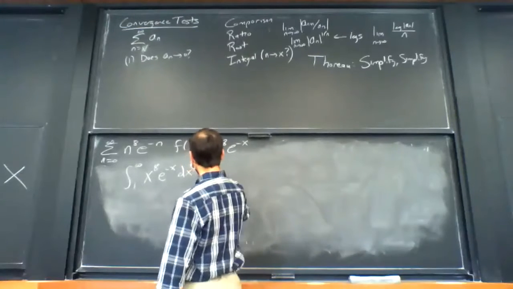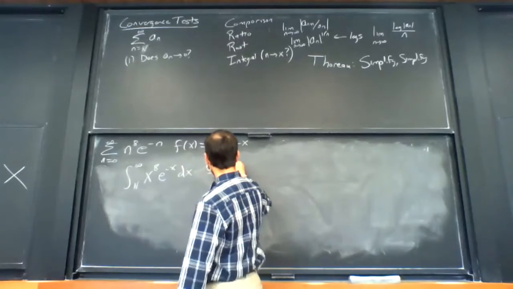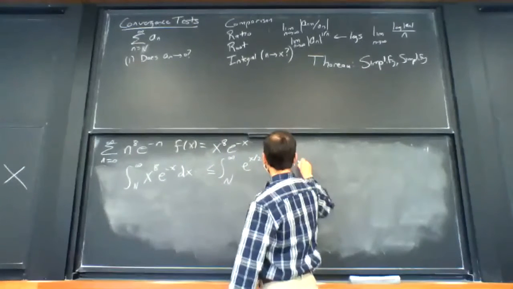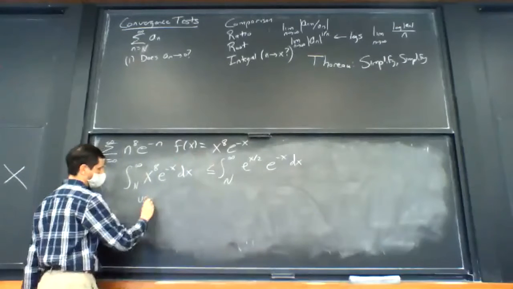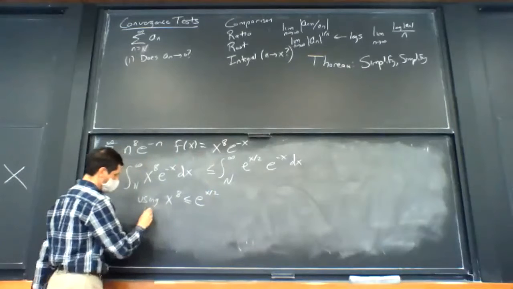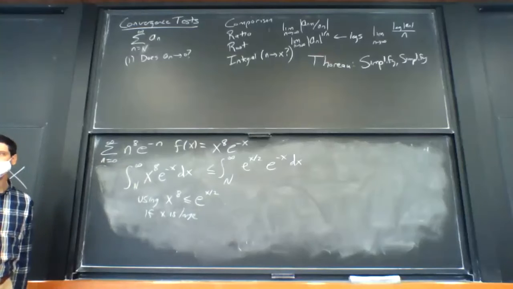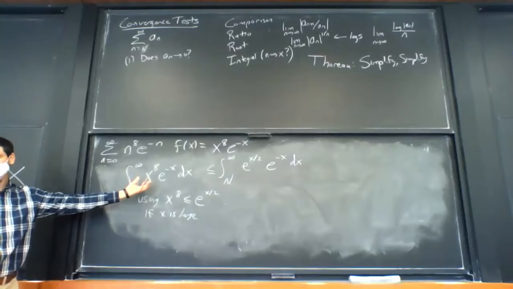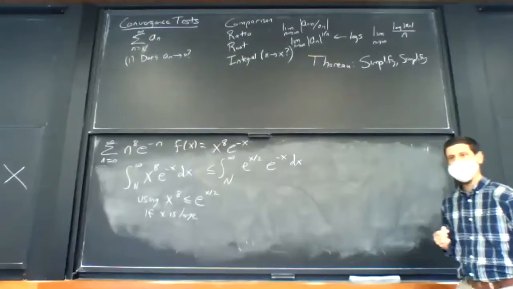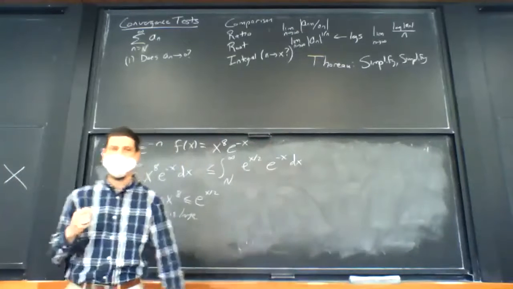We can, however, say that this is less than or equal to, from some point onward, some big N, the integral from N to infinity of e to the x halves times e to the negative x dx. So I'm using that x to the 8 is less than or equal to e to the x halves if x is large. So I just need to show that this integral is finite. If I can show a larger integral is finite, then my original integral is finite. So when you're doing the integral test, you don't have to compute the integral, you just have to show it's finite.